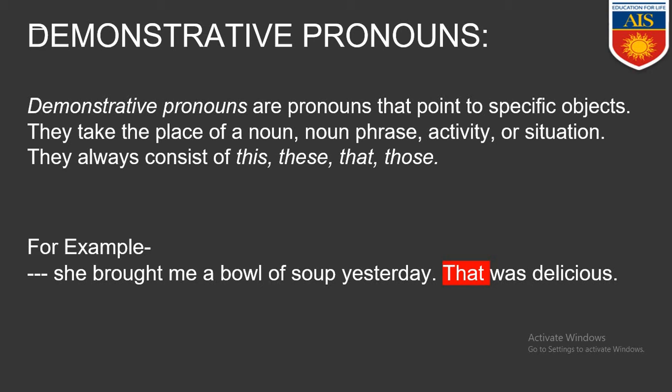So demonstrative pronouns are used to point out an object and replace any noun by pointing to that object. If you see the example, you will be able to understand it better. She brought me a bowl of soup yesterday. That was delicious. So instead of writing a bowl of soup twice, we have written that was delicious. So that has replaced the noun bowl of soup, and that is also indicating towards a noun. So that here is used as a demonstrative pronoun.